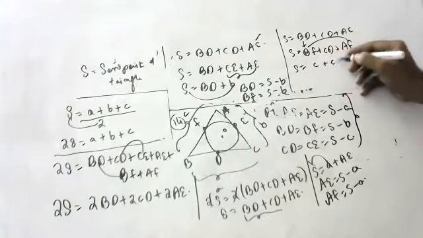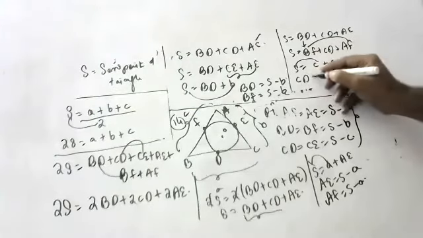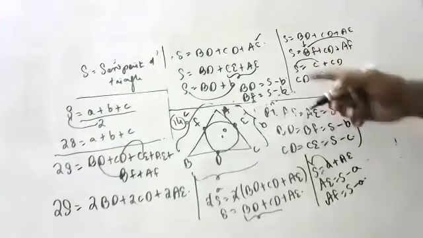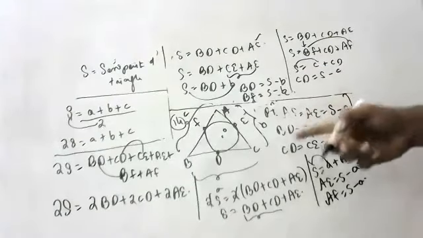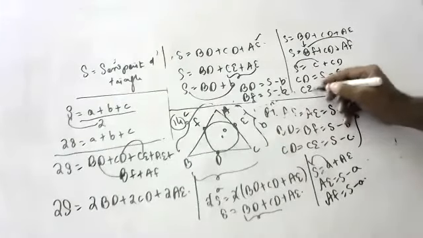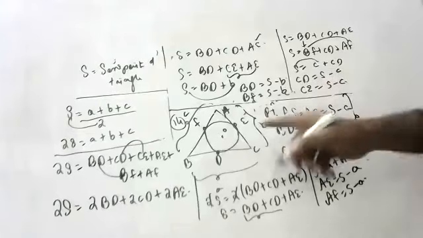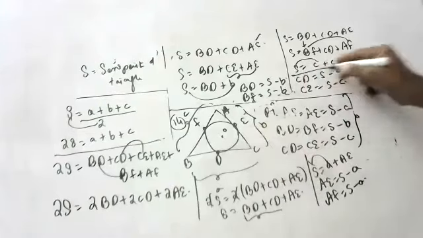C plus CD. Okay. S minus C is equal to CD. But CD is also equal to CE. Very good, fantastic. CD is also equal to CE, so we can write it in the assessment.